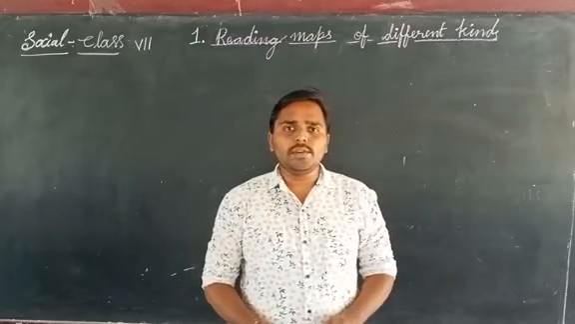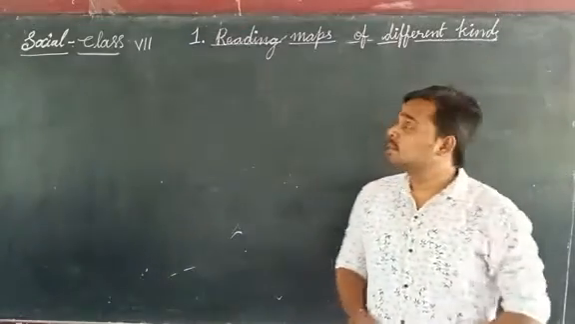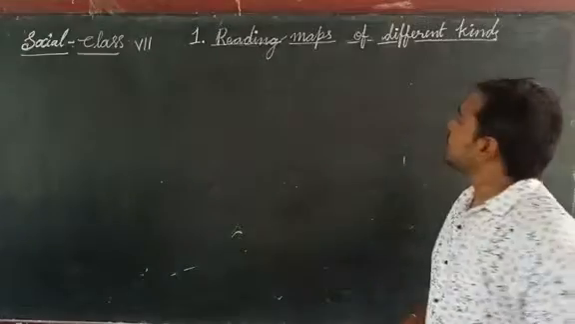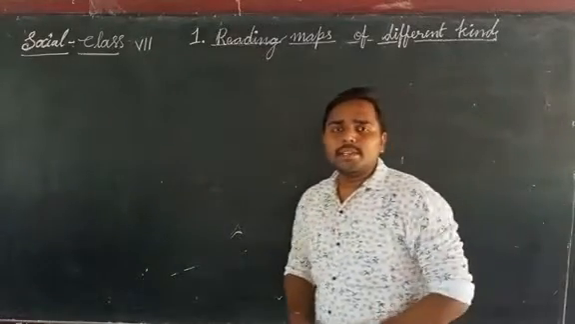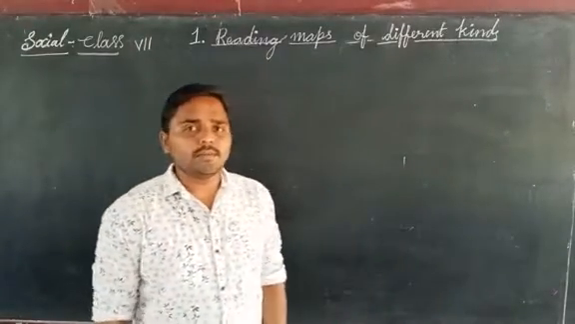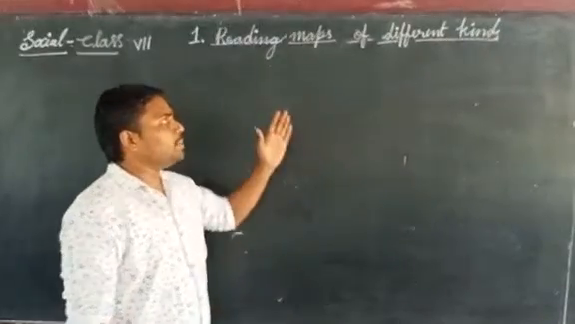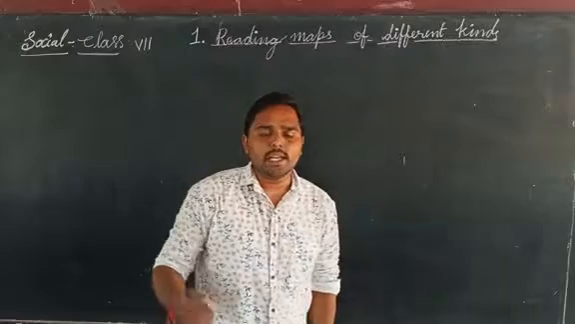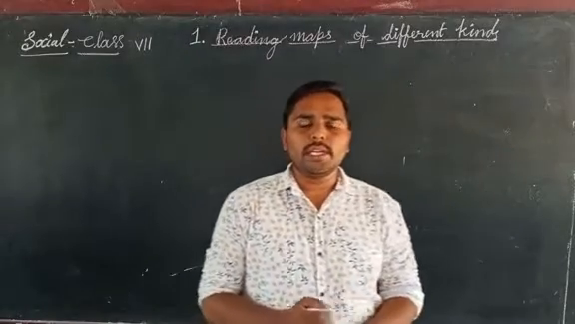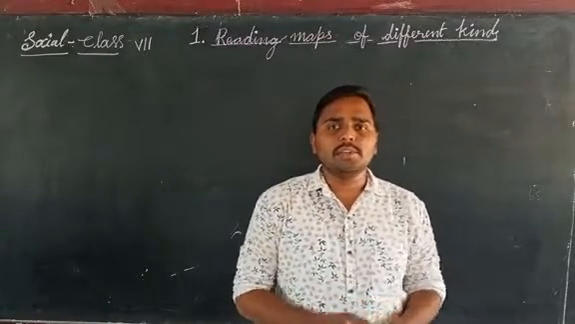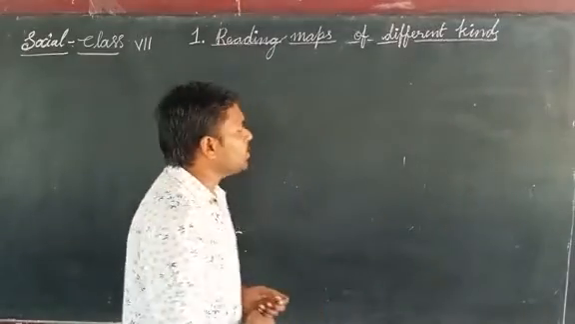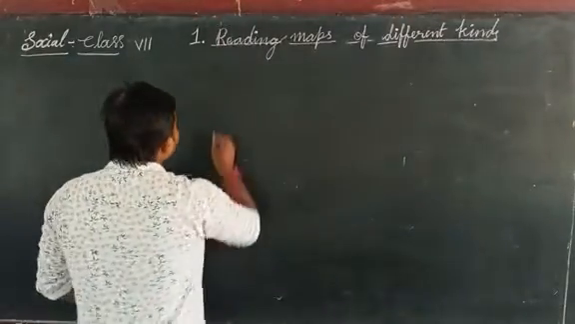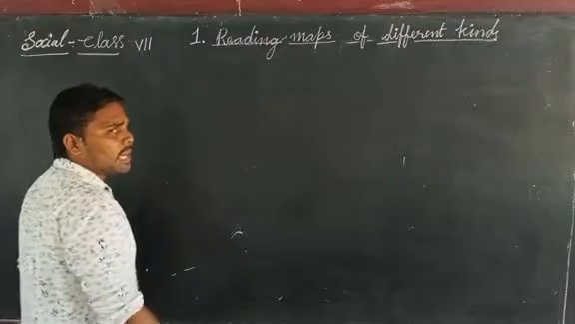Today we are going to explain about reading maps of different kinds. In the previous class, we discussed different types of maps and how we can observe maps. Okay, then what are the different types of maps?